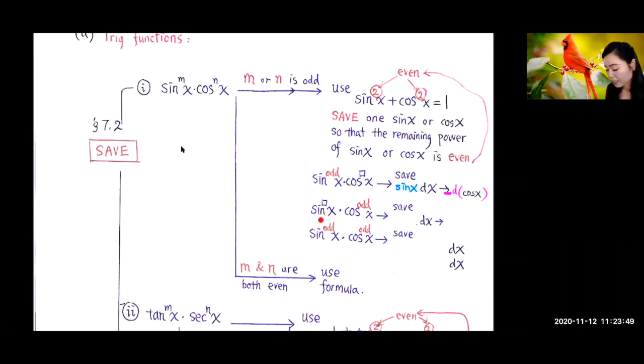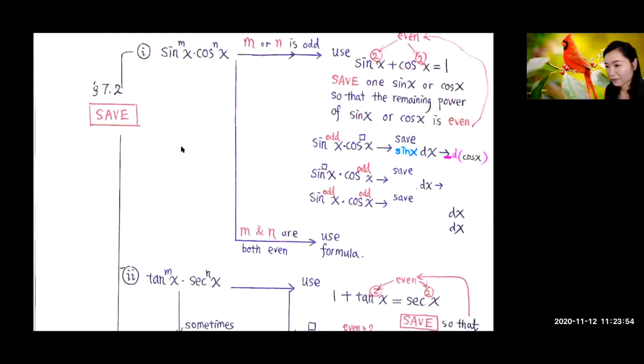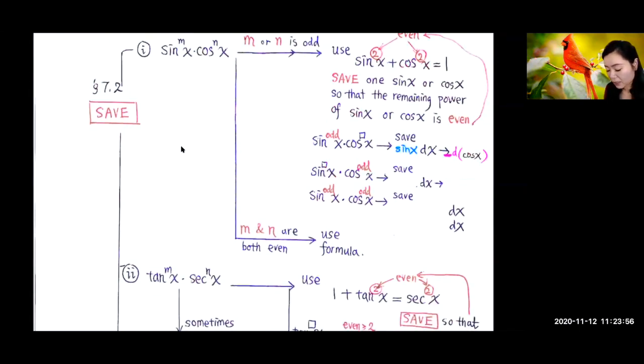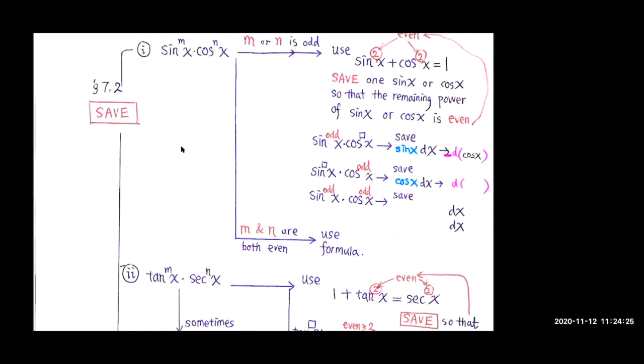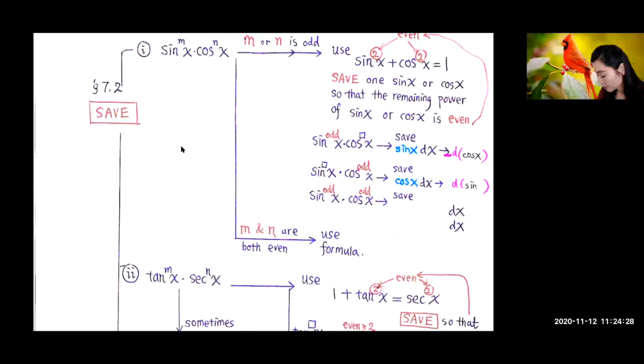Now what happens if the exponent for cosine x here is odd? What should I do? Remember, save. In order to make the remaining power for cosine x even, we save one cosine x with dx. Now the remaining power for cosine x will be even. So cosine x dx becomes d of what? Sine. Yes, d of sine x.